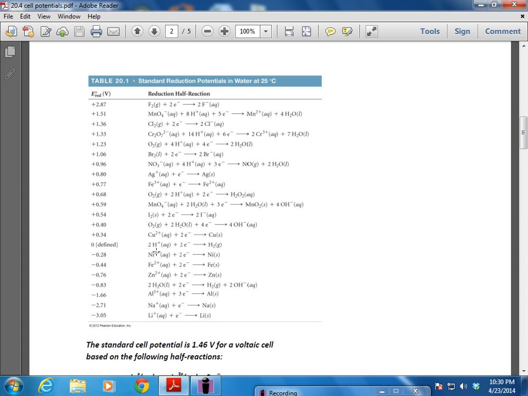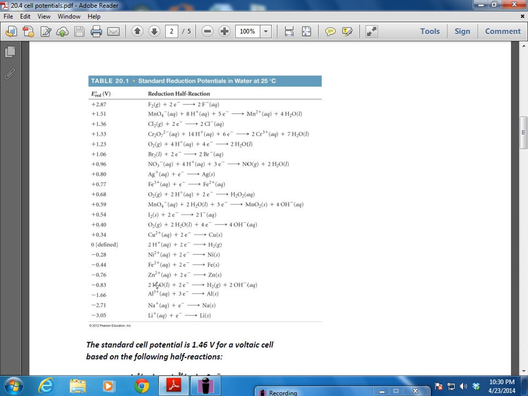The basis for this scale, or the 0 point, is the SHE, the standard hydrogen electrode. That's defined by us as 0. Everything else on this chart is based off of that standard. Go down here to the metals: nickel, iron, zinc, water, aluminum, sodium, lithium. They don't want to go through reduction.